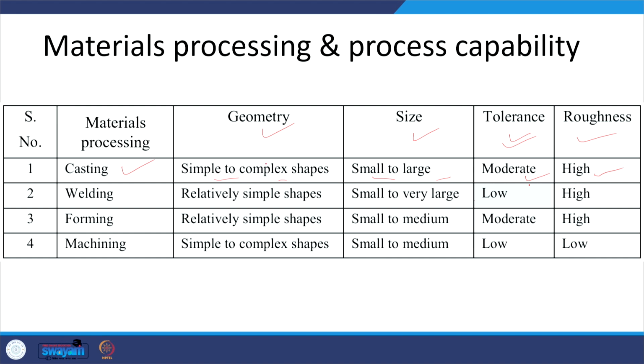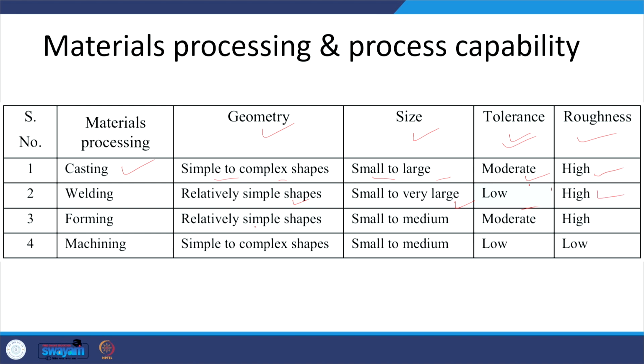Okay, from very simple shapes to the complex shapes. Welding is used for making relatively simple shapes, from very small to large size components, like ships, which are also made using welding by joining simple steel plates. Tolerance is very low, we are not able to achieve good tolerance, and the roughness is high.